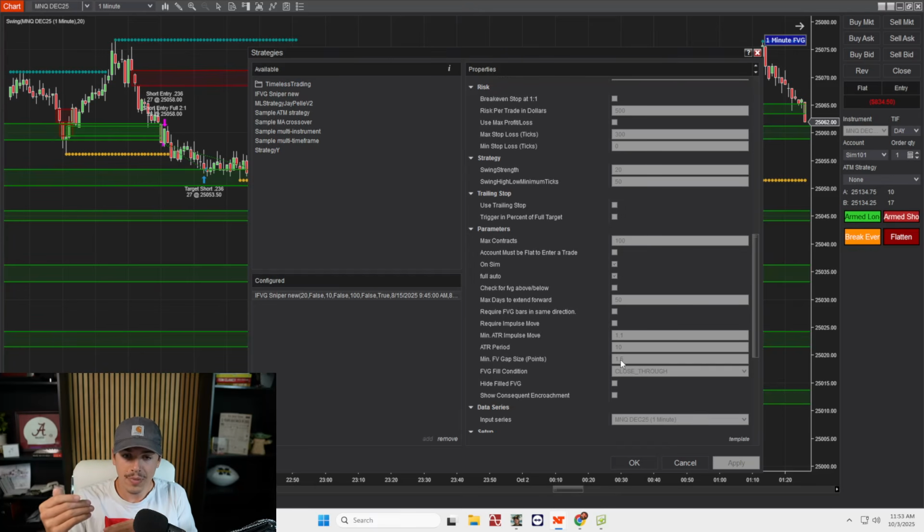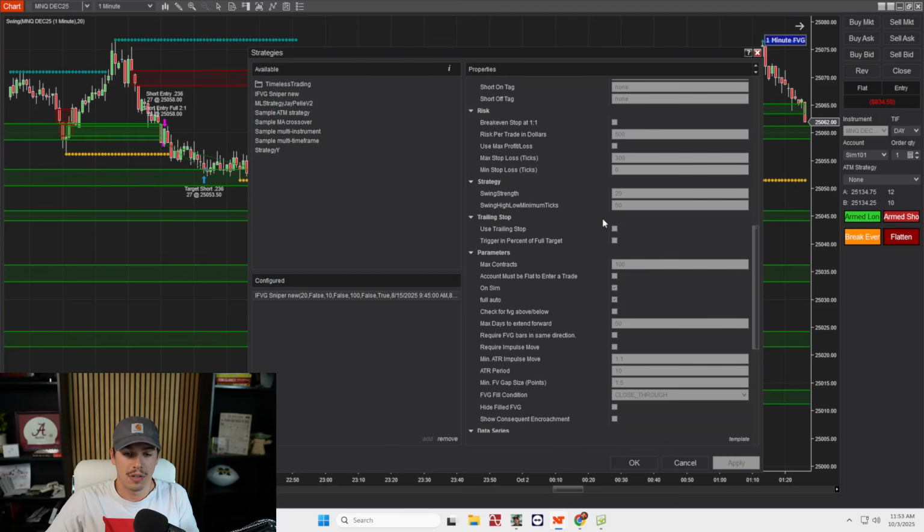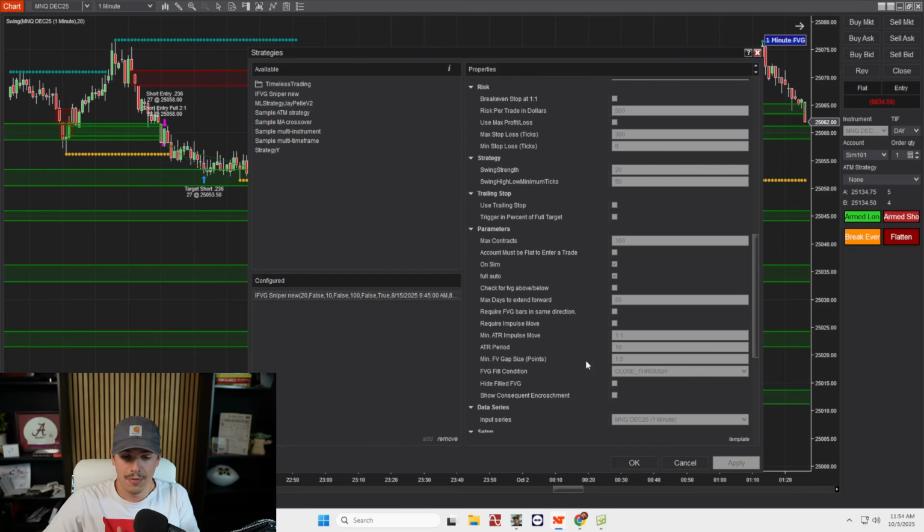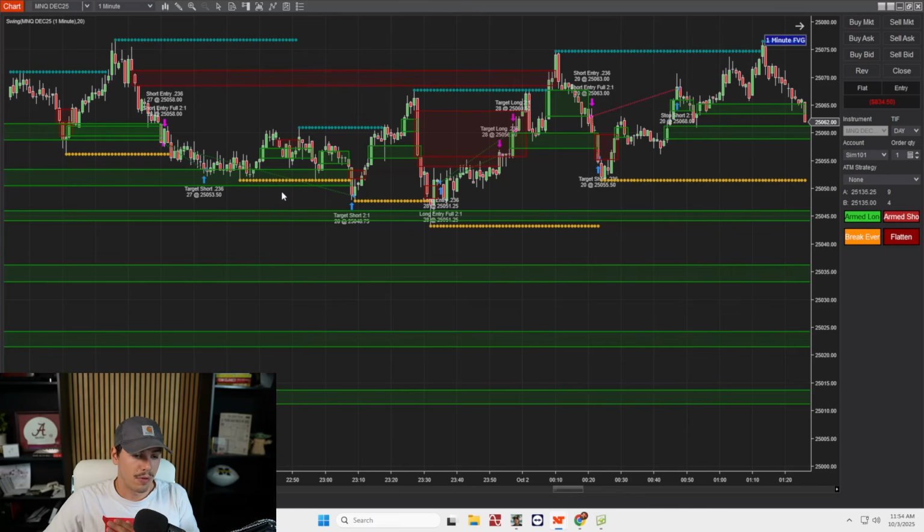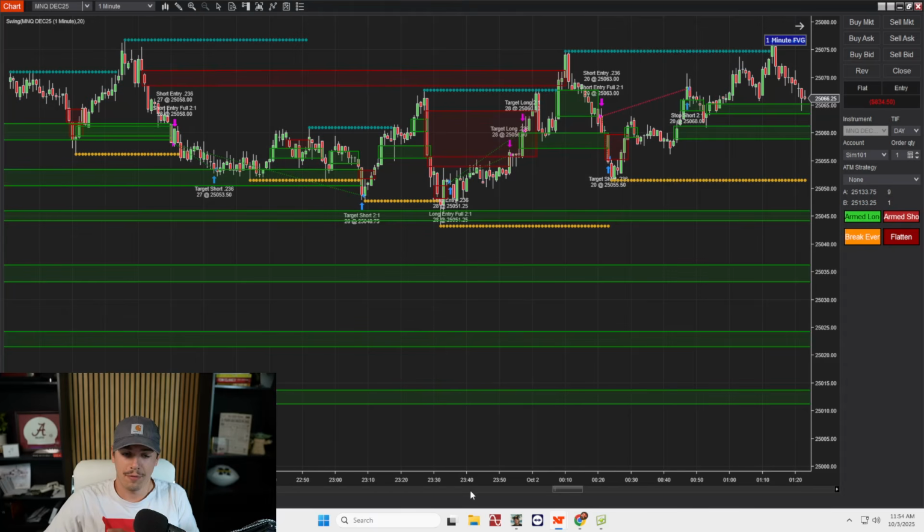The last 2 days, that's what we're going to be going over here. It's overall net up pretty well. The main things here are the swing high low minimum ticks set to 50, and the minimum fair value gap size set to 1.5. And from yesterday, quite a few trades.